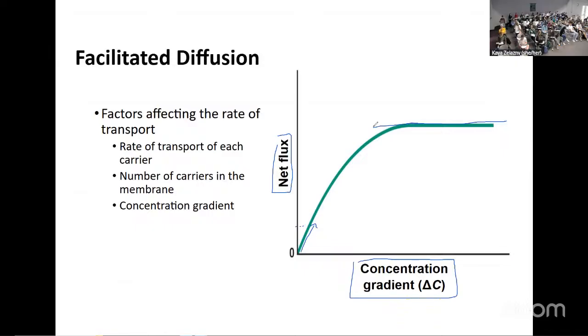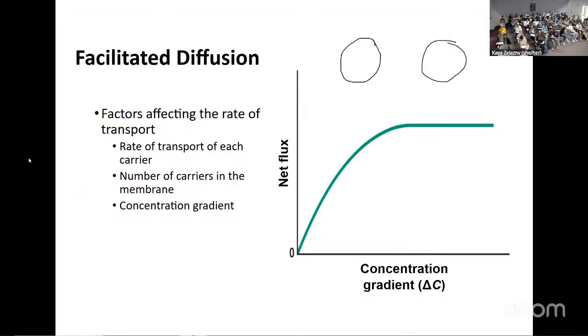Another thing that's going to matter is how many of those carriers we have, right? So if you imagine a cell, I'll imagine two cells actually. Two cells next to each other here. And if you imagine a cell that has just one glucose carrier versus a cell that has like four, if you have a high glucose concentration gradient, right? So in both cases, we have lots of glucose outside and only a little glucose inside, right?